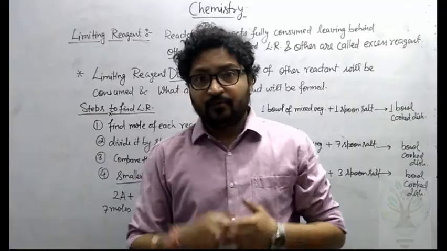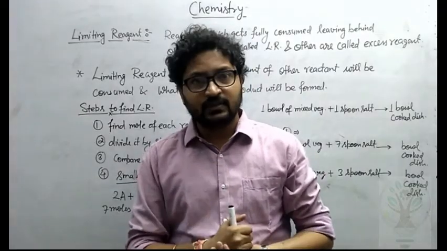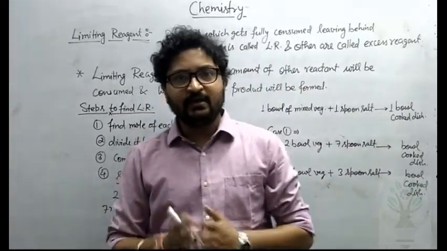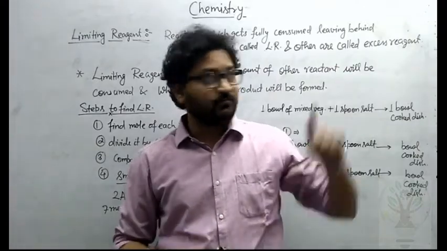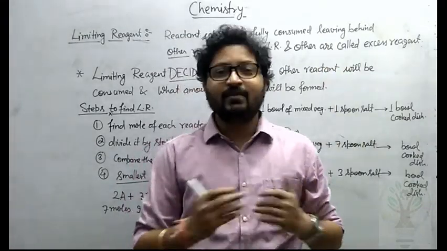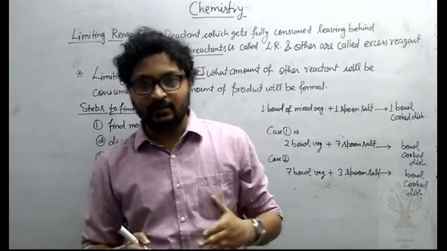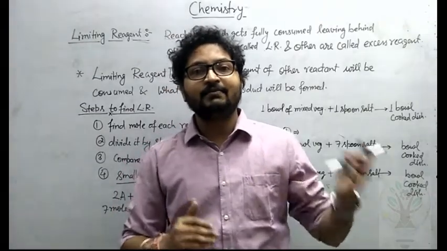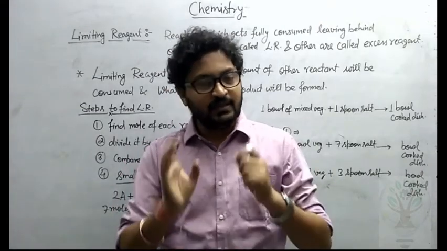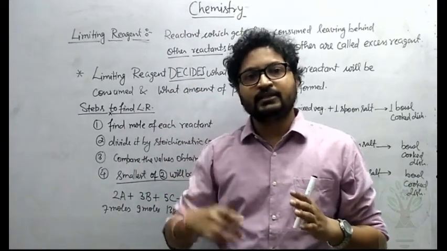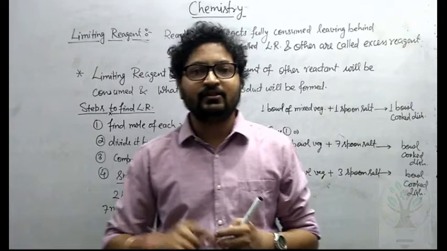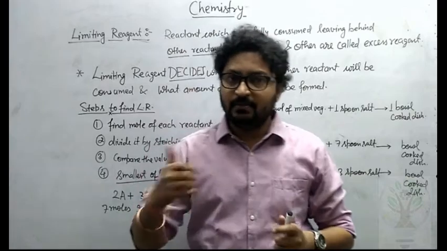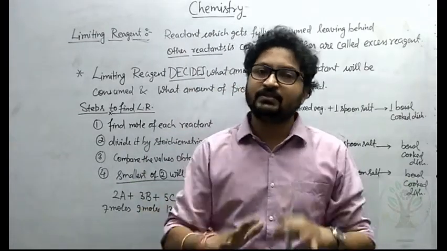Okay, so stay tuned. Now let's move to a very important concept of this topic called limiting reagent. Now what is limiting reagent? Although I have already made a video on limiting reagent, the link to that video you can find right up here. But let's quickly revise it. Limiting reagent is the reactant which gets fully consumed, but it leaves behind other reactants. Means if you have more than one reactant, and during the reaction one of those gets fully consumed, we call that reagent the limiting reagent, and the other reactant will be called excess reagent. Limiting reagent gets fully consumed, excess reagent remains.